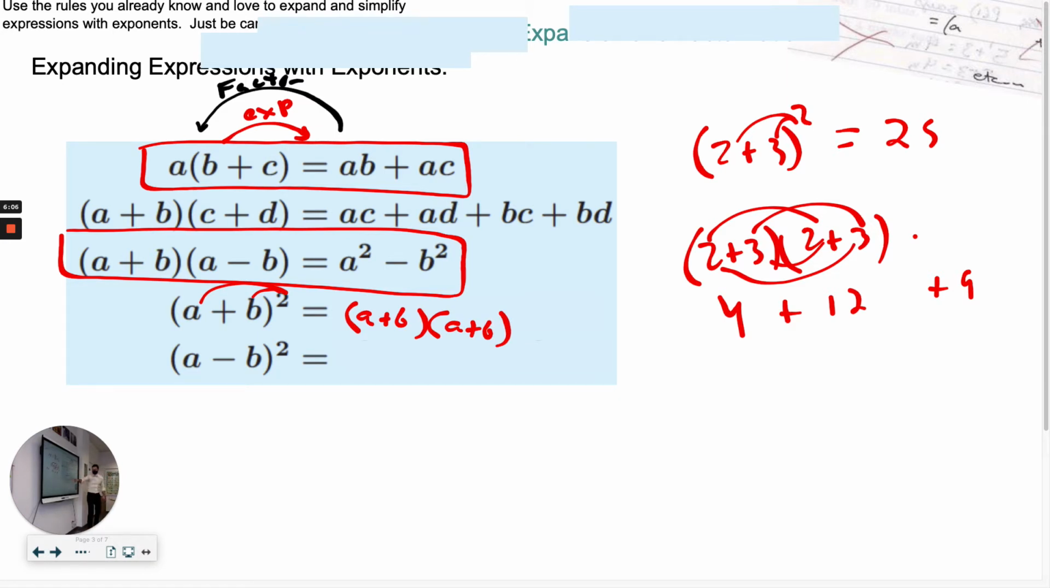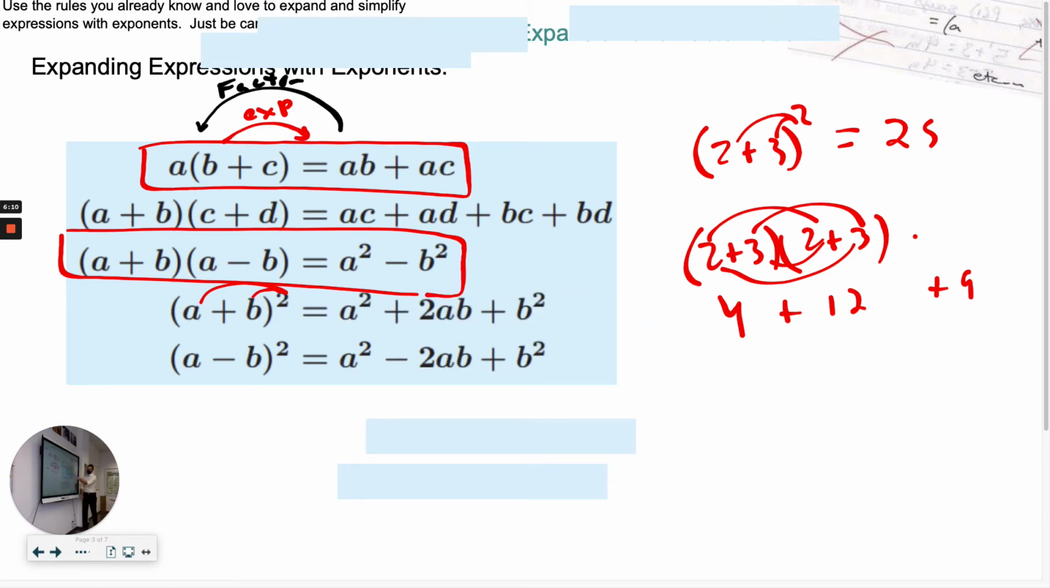Neat, same with the negative, but it's just negative. Cool, so I don't think this is worth memorizing. It just kind of is a little more intuitive, but just the fact that if you have something squared, you just write it out twice and then FOIL it. We're going to play that game with some exponents.